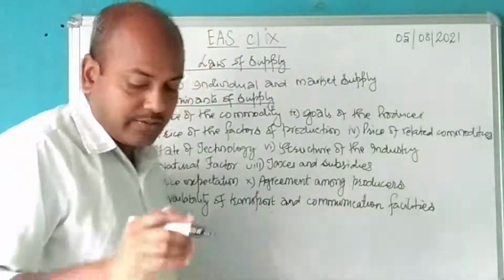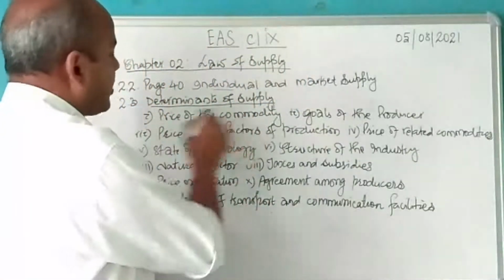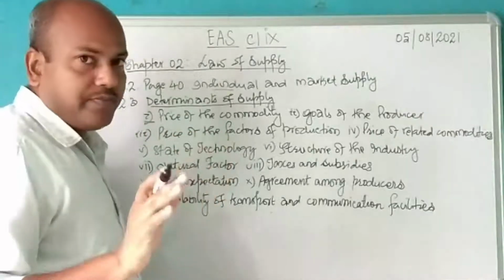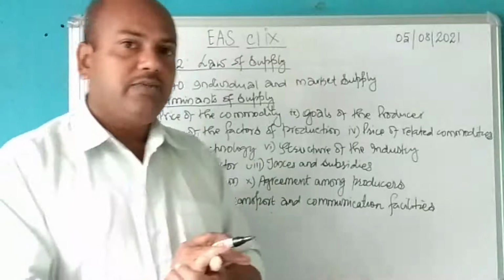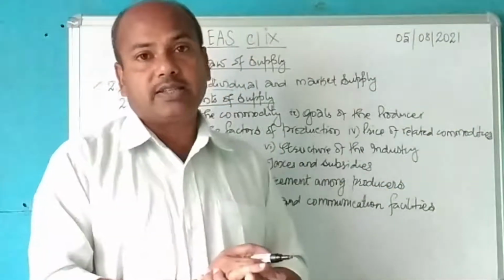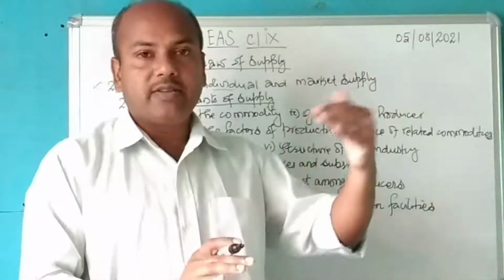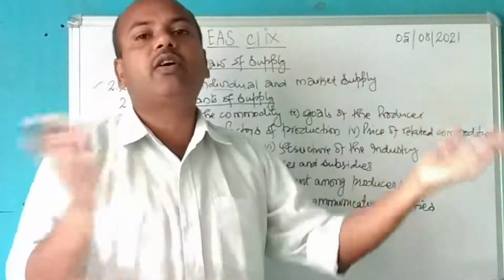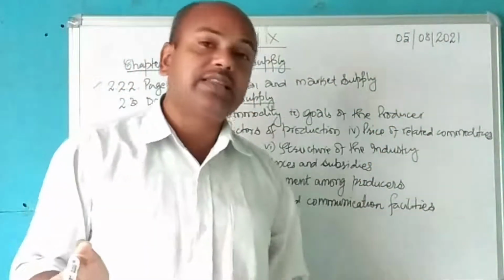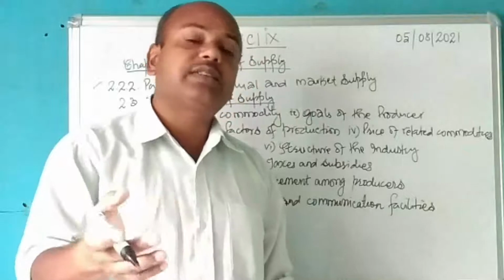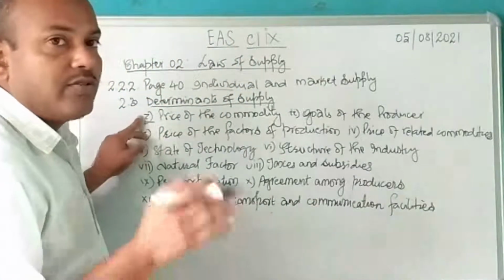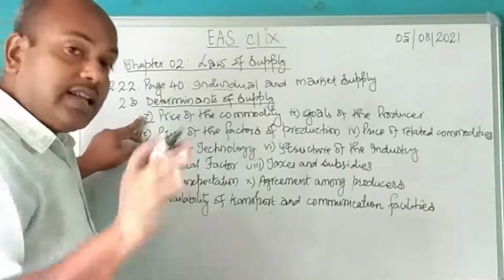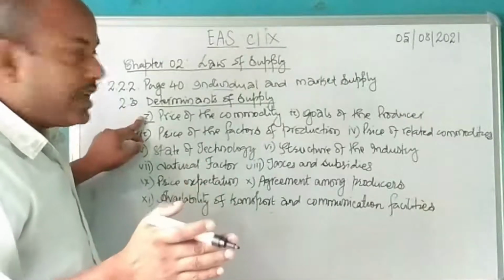The first determinant of supply is the price of the commodity. You are a supplier, a producer. You are making the commodity and offering it for sale. When will you sell more and when will you sell less? When the price is high, if you sell at that moment, you will earn big. But if the price is less, you will earn less. So that means the higher the price, the more the supply, and the lower the price, the lesser the supply.